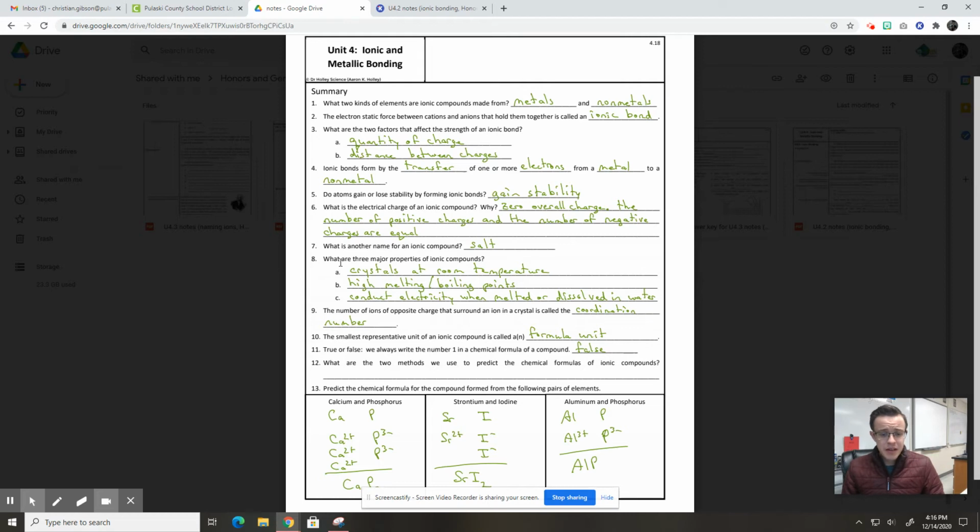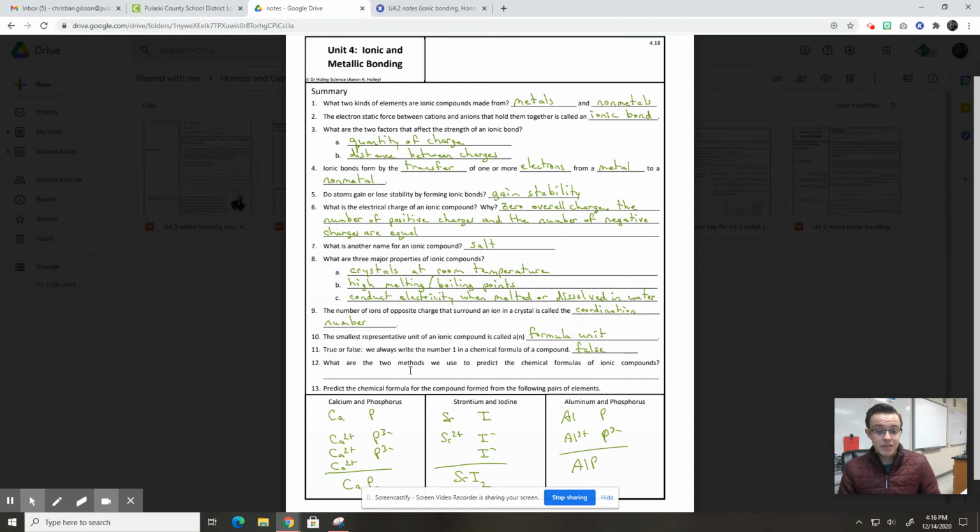Number 12, what are the two methods we use to predict the chemical formulas for ionic compounds? I accidentally left that blank. That is the counting ions method and the swap and drop or the crisscross method. Those are interchangeable. You can call it either one.